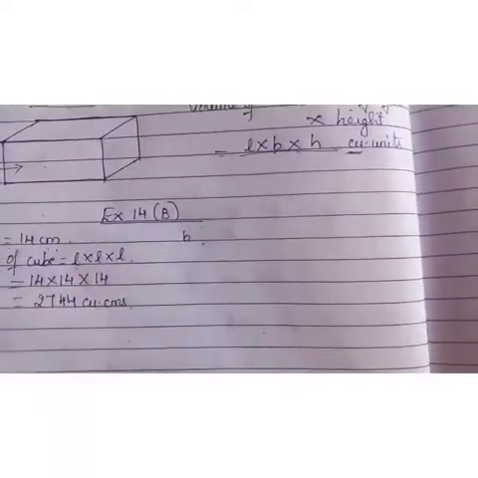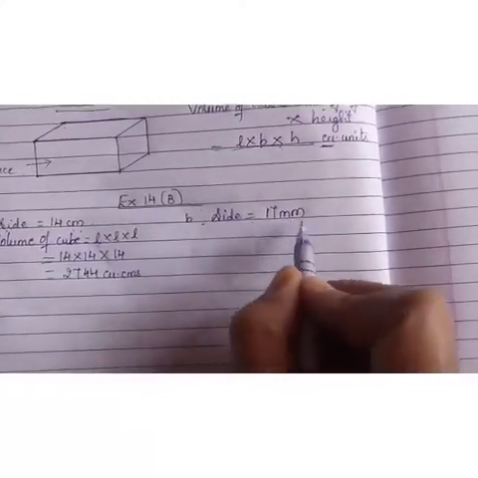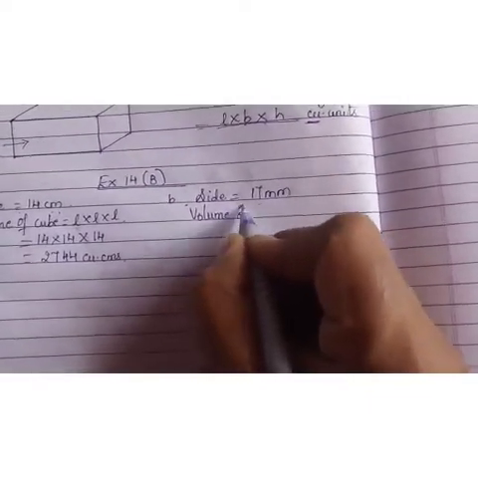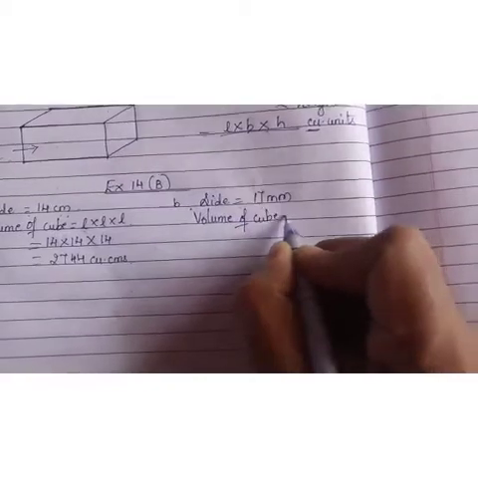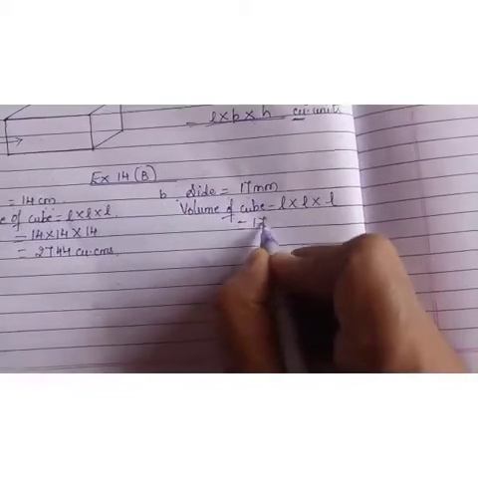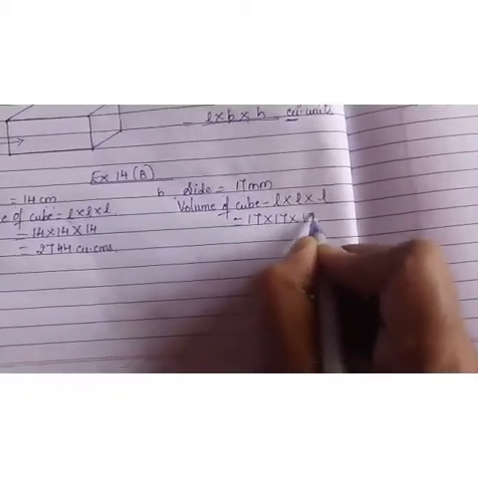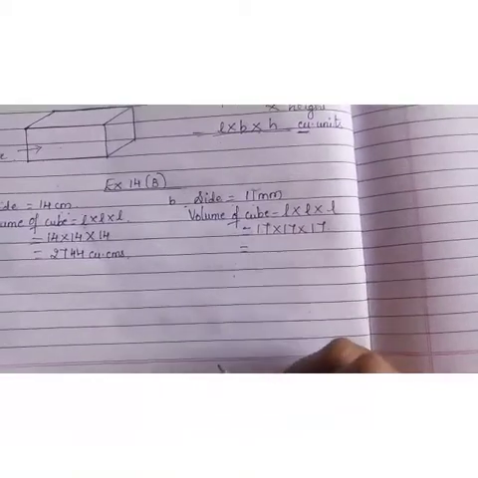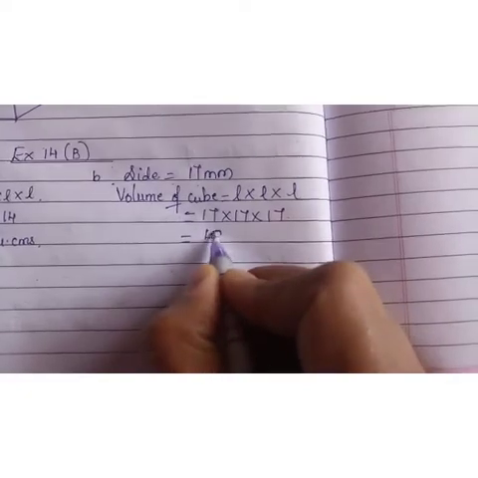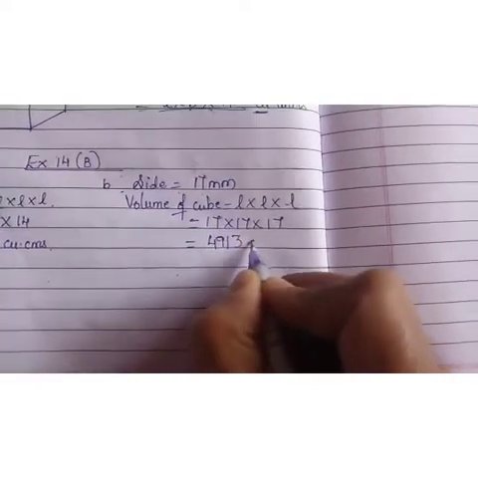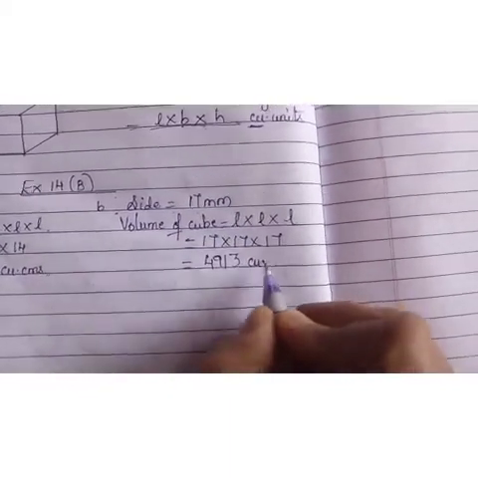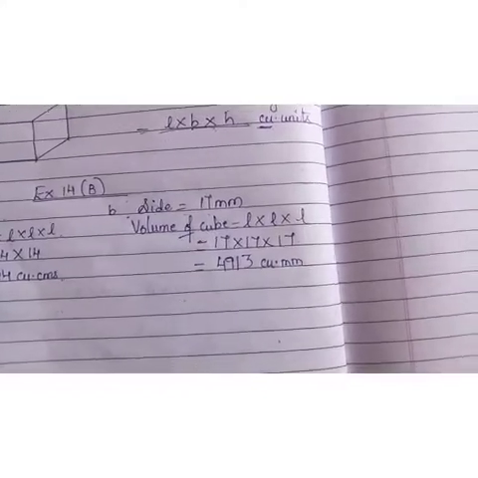Now moving to the next one. Side is equal to 17 mm, that is millimeters. Now I think you are familiar, you can do along with me. Volume of a cube is equal to, again write the formula, L into L into L, that is 17 into 17 into 17. Multiply it. When you multiply, you get the answer 4913 cubic. What will be my unit now? Millimeter. So cubic millimeter. You have to write it like this.